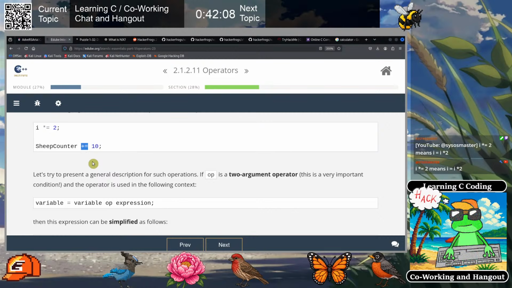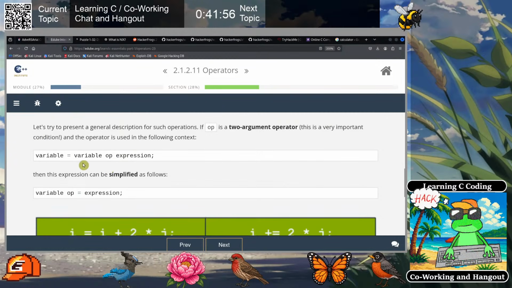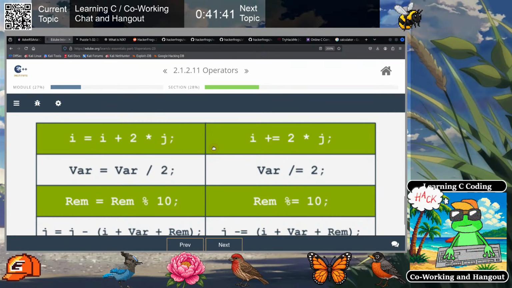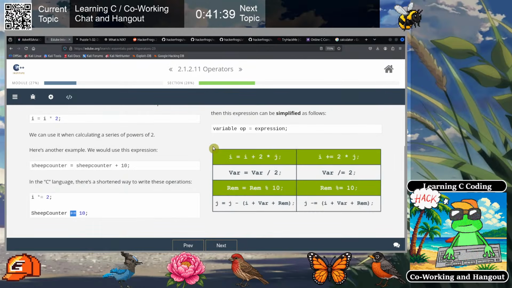Yeah, I think so. Let's try to present a general description for such operations. If OP is a 2-argument operator, this is a very important condition, and the operator is used in the following context: variable equals variable OP expression. Then this expression can be simplified as follows: variable OP equals expression. Variable operator equals expression. So we've got, ooh, this is really big. Let's make it a bit smaller.